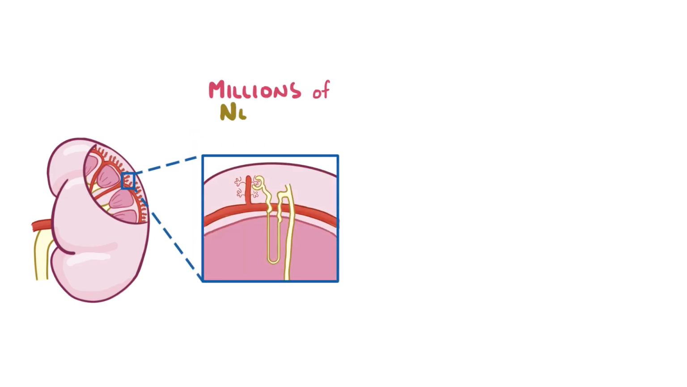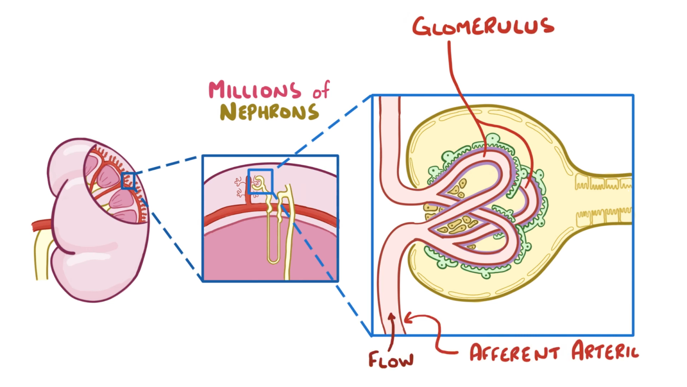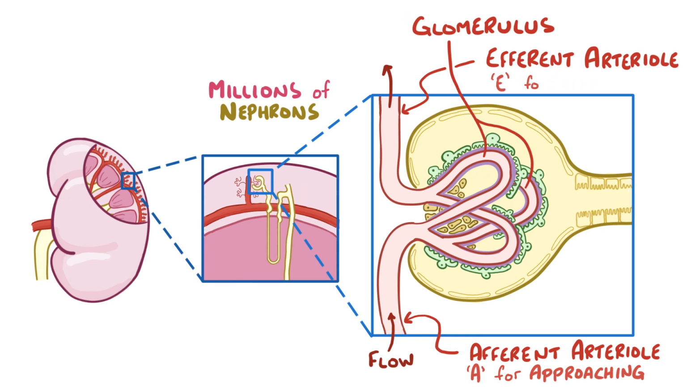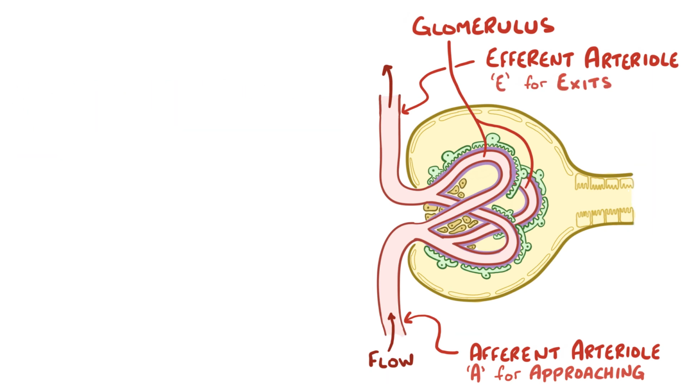Each kidney has millions of nephrons, each of which is served by a tiny capillary bed called a glomerulus. The tiny arteriole that approaches the glomerulus is called the afferent arteriole, A for approaching, and the arteriole that exits the glomerulus is called the efferent arteriole, E for exits. The glomeruli are a tiny cluster of capillaries that are physically supported by mesangial cells.